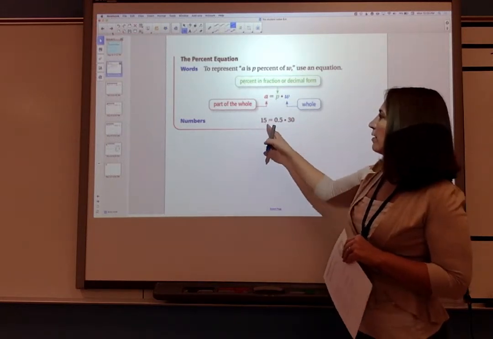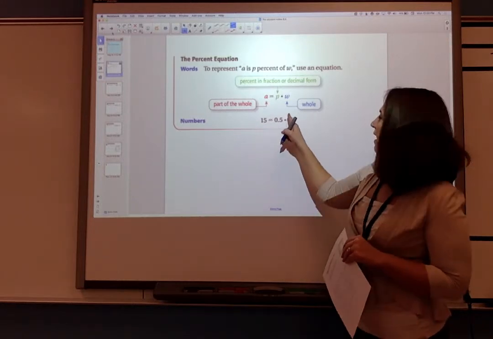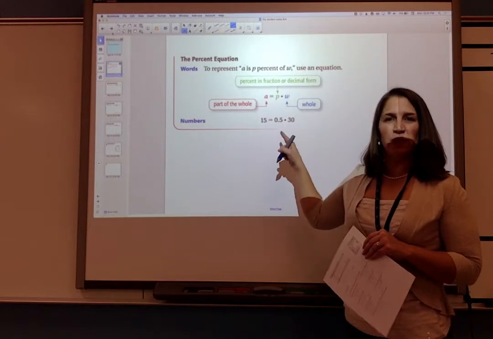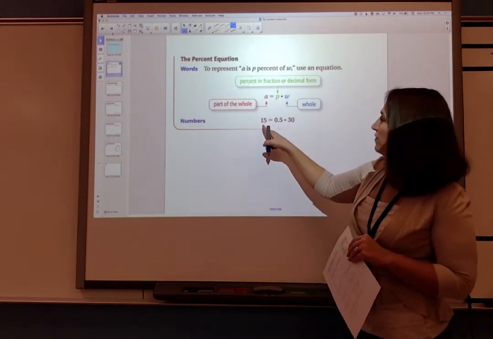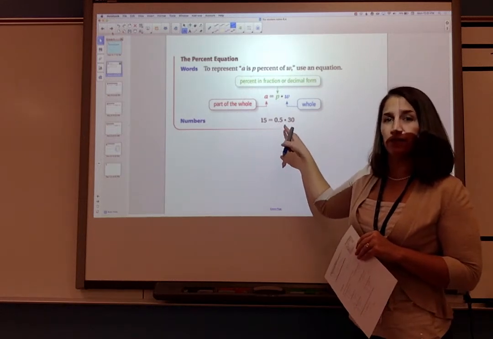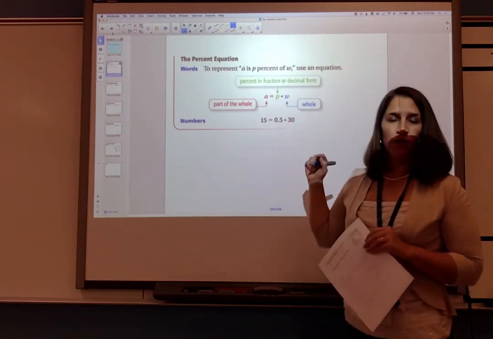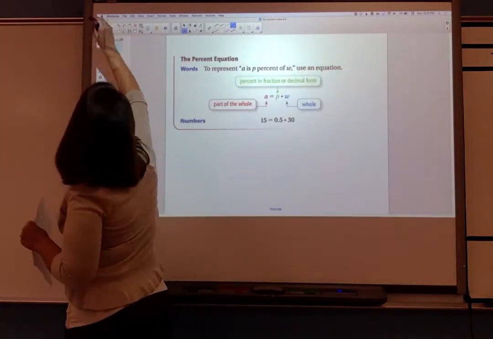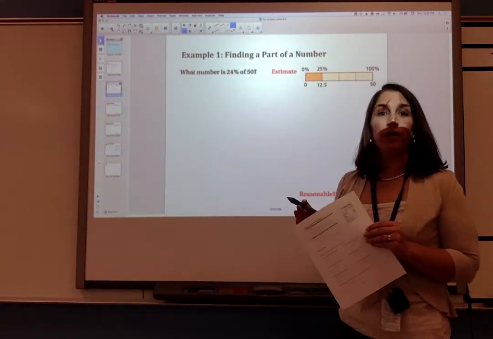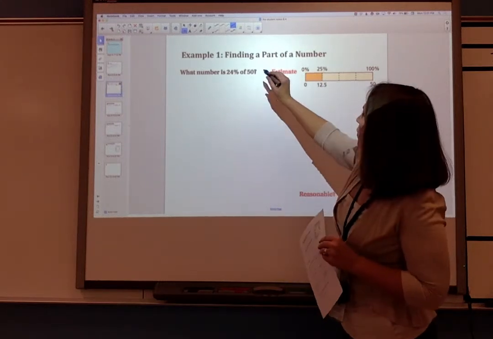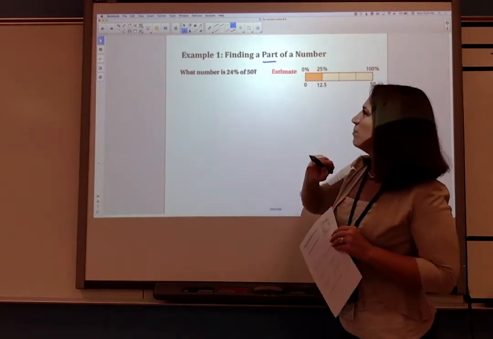So here's an example. If we had the part is 15 and the whole is 30, that would be 50%. So 15 is 50% of 30. Okay? So let's look at some examples where we're solving for different parts or different pieces of this equation. So let's first find the part.